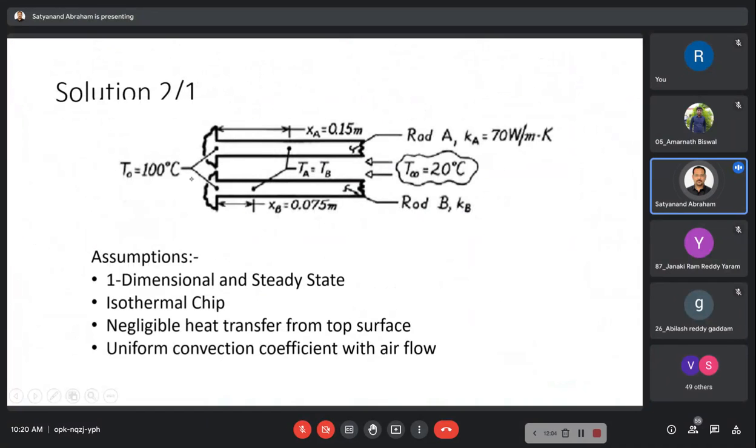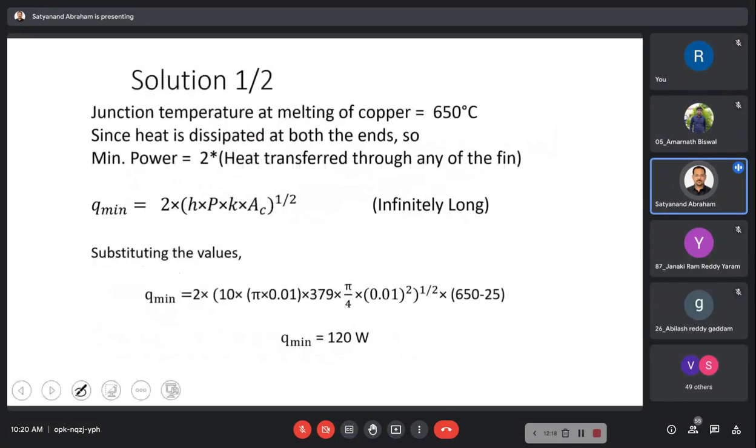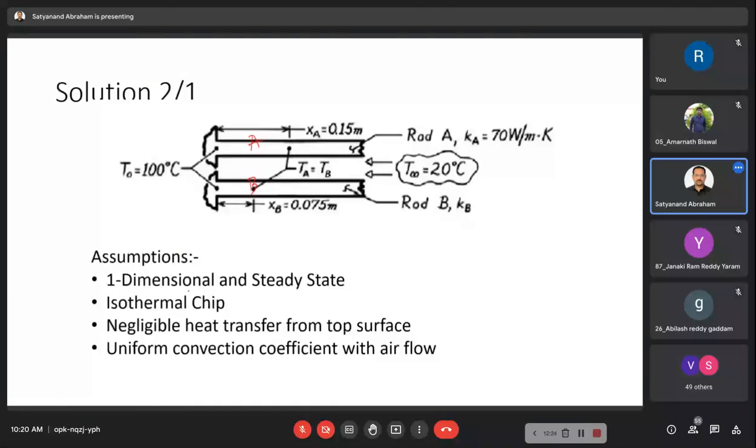So this is the condition. Two long cylinders, material A and material B, with the same base surface temperature of 100. It is not 1000, it is actually 100 degrees Celsius. The question has it as 1000, but it is actually 100 degrees Celsius. So the assumptions are obviously one-dimensional, negligible heat transfer from the top surface, and uniform convection of airflow. These are the assumptions we have to make.